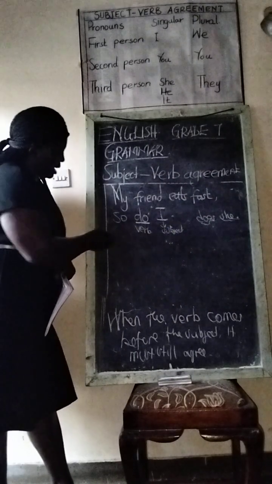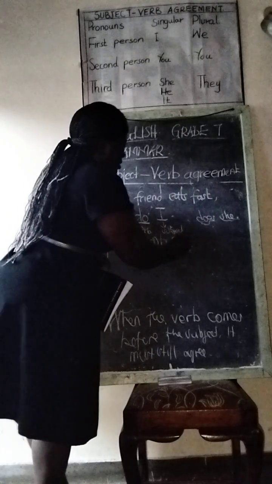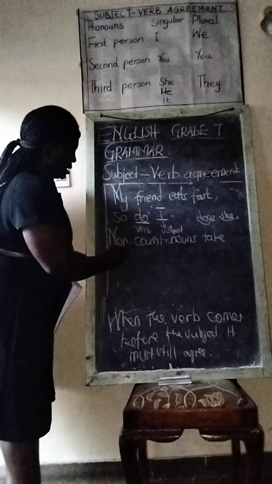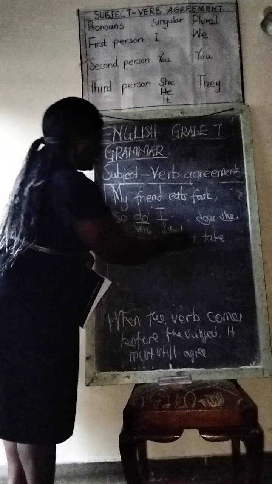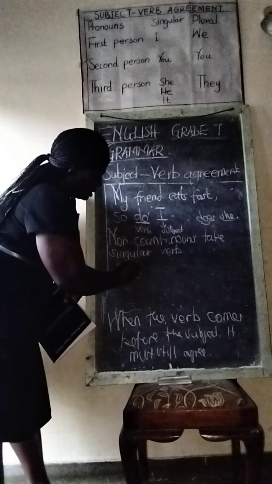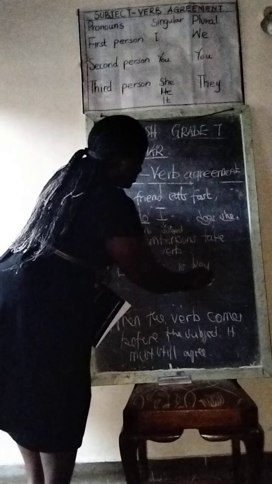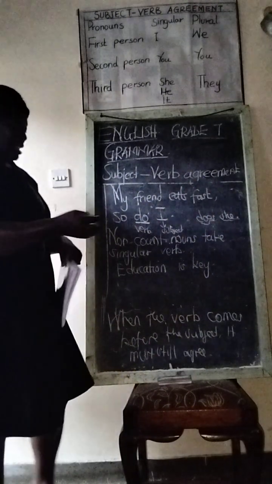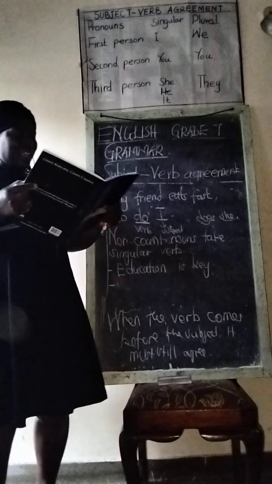Another rule: non-count nouns take a singular verb. For example, education is key. Non-count nouns take a singular verb. You can also go ahead and give your own example. Now, I have questions.